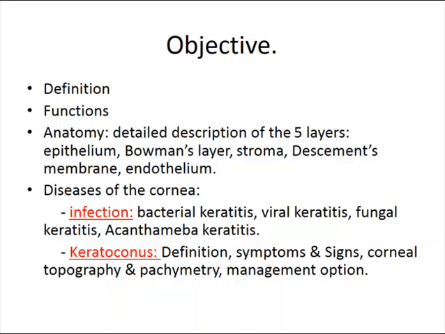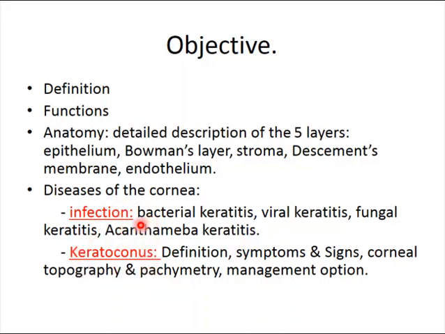First of all, we should know about the objectives of this lecture. First of all, we should know about the definition, function, anatomy. In the anatomy, there are detailed descriptions of 5 layers of the cornea: epithelium, Bowman's layer, stroma, Descemet's membrane, and endothelium. Diseases of the cornea, we will concentrate on the infections and keratoconus.